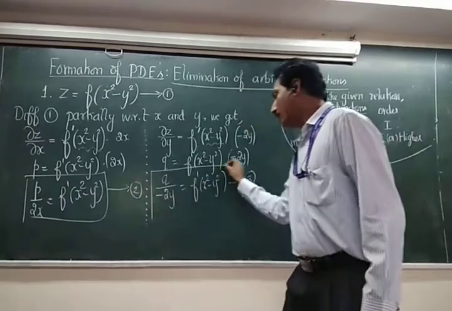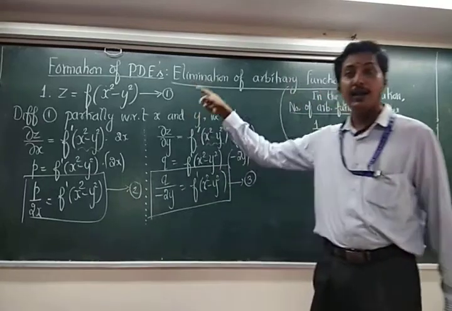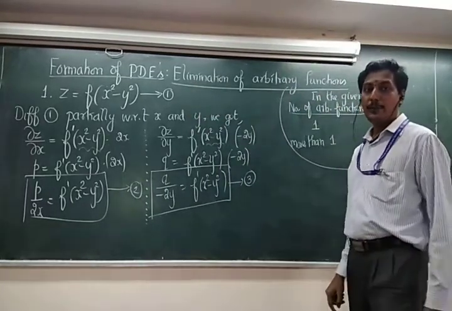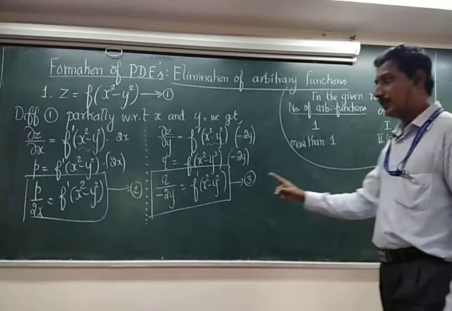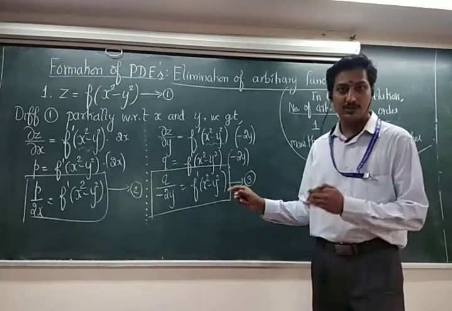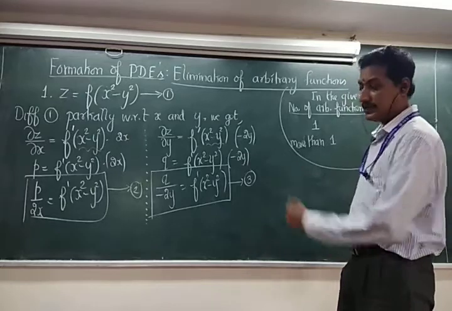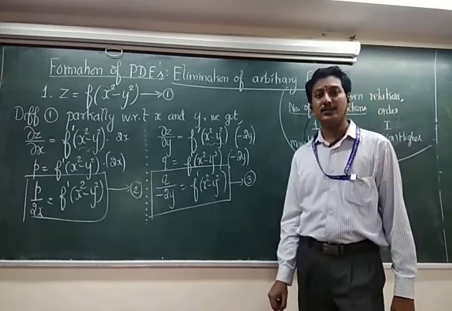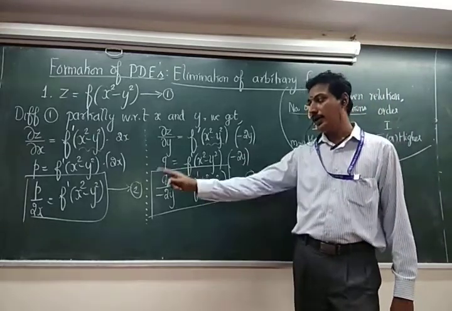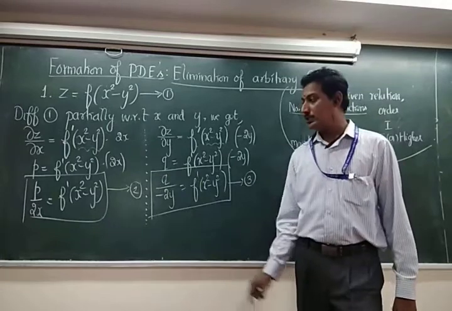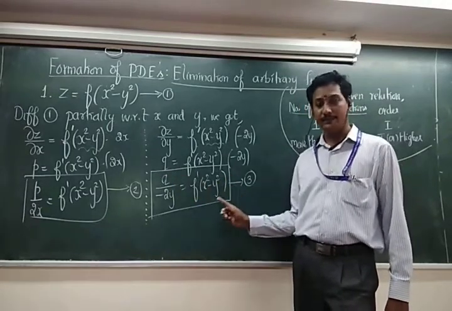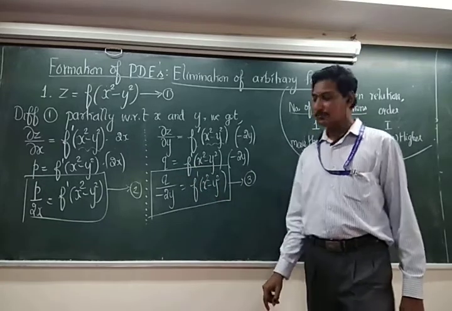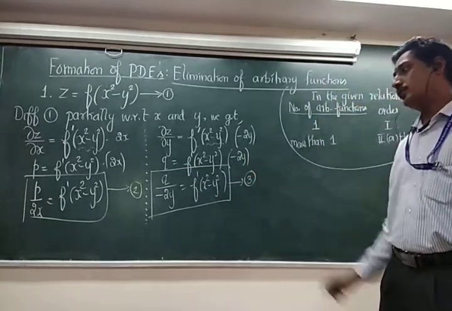So there is only one arbitrary function. So while eliminating the only one arbitrary function, we get the first order. I think we almost reach the answer. Let us see equation number 2 and 3. The right hand sides are f dash of x squared minus y squared, f dash of x squared minus y squared. So from 2 and 3, what we conclude is that once the right hand sides are same, the left hand sides are also same. So can we compare 2 and 3?